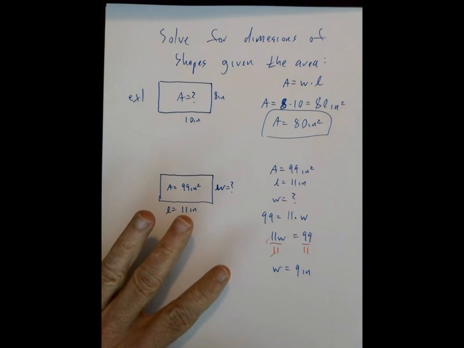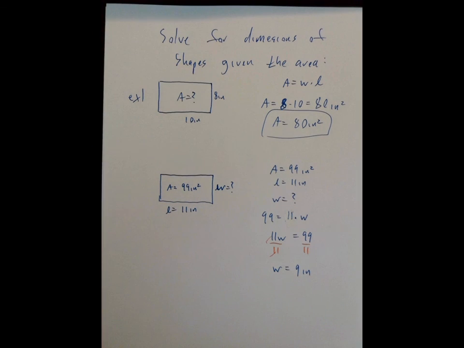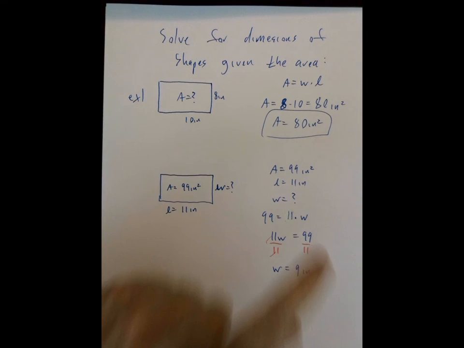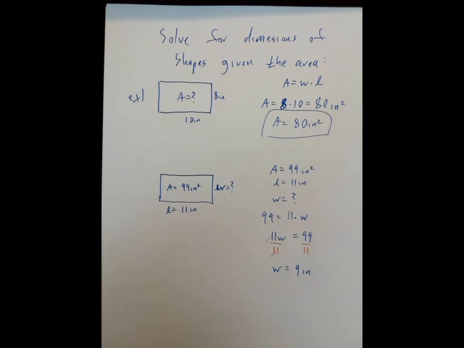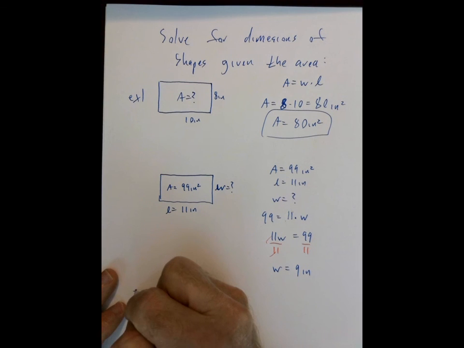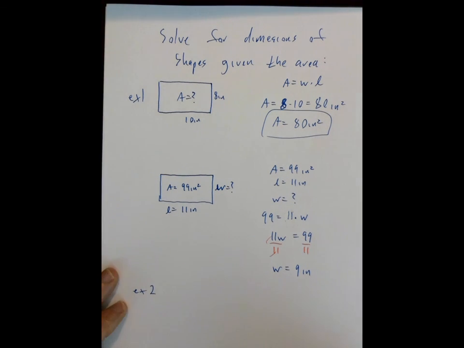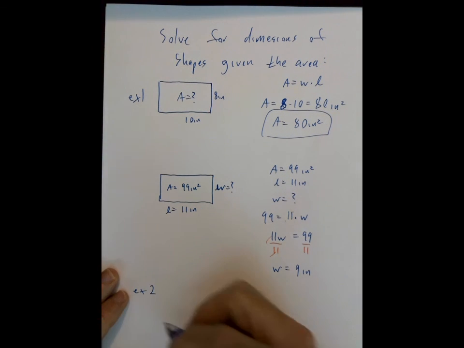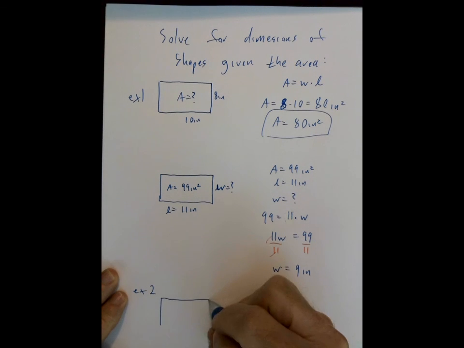Okay? So that's kind of what we're going to get at. We're going to have various problems here. We're going to be given the area and one of the dimensions, and you're supposed to solve an equation to get the other dimension. So let's try. This is going to be example 2. You do example 2, and I'm going to draw the picture. We'll do example 2 together.